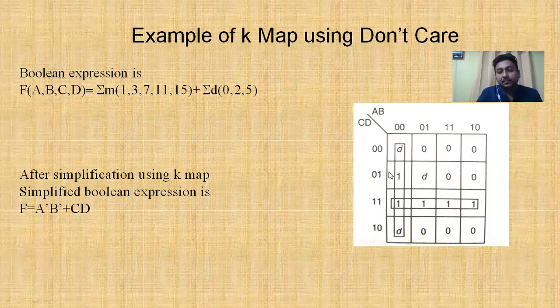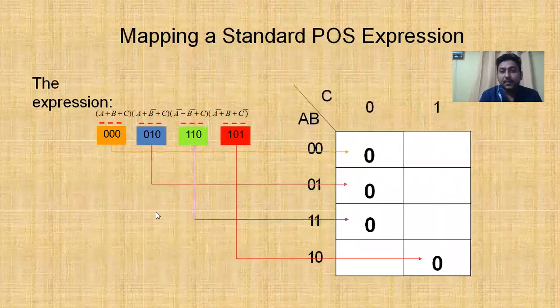So here these 4 are changing, or not constant. Only A and B, the value 0, 0, is constant. That means A bar, B bar. So we can write the final expression as A bar B bar plus CD.